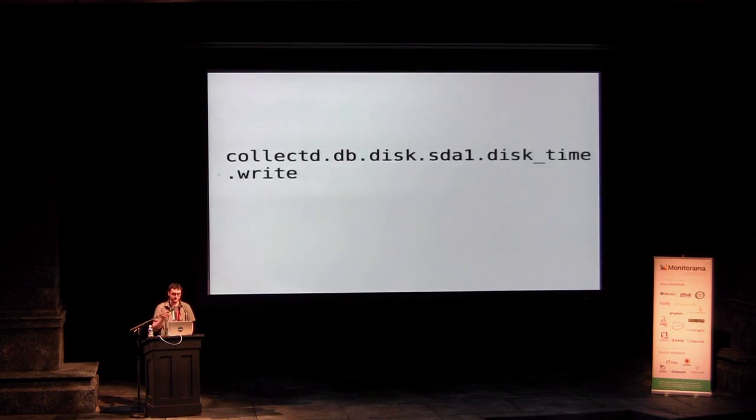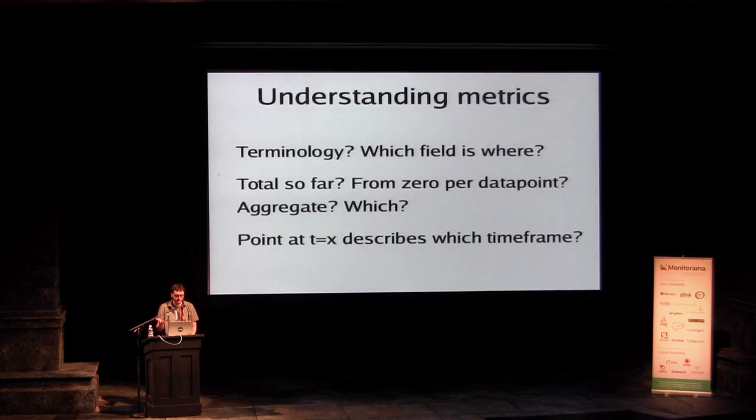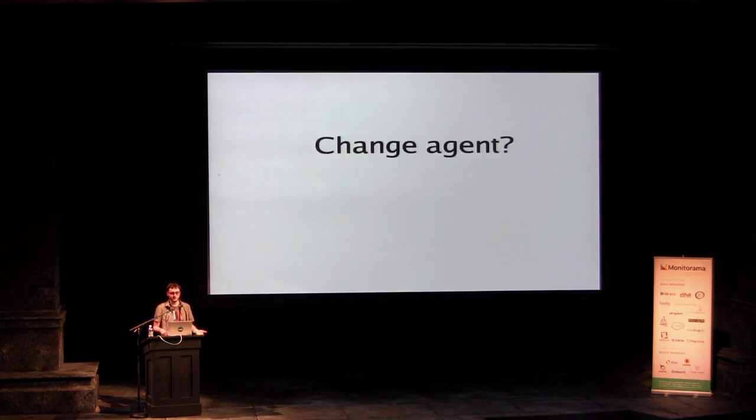Another example is a collectD metric. It does something with timings for writes to disk, but what terminology is being used and which field goes where. Is this the total so far, or does it start from 0 at every data point? Is it an aggregate? What kind of aggregate? And if you have a data point at timestamp X, does it actually refer to the time frame just before that or after that? And also, what if I want to change the agent and keep the same information but just running in a different agent? Does that mean I have to change all my graphs because the metric identifiers change?